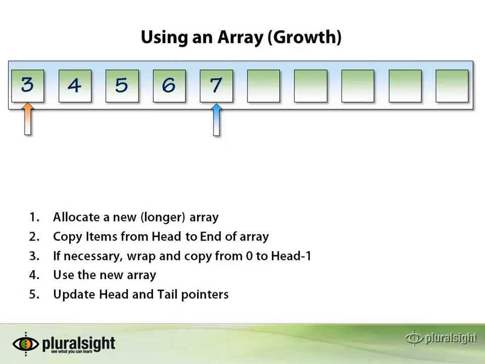All the items are kept together closer in memory. The allocations are reduced to periods where the array is growing, and enqueuing or dequeuing items from the queue requires only setting an array value and modifying some indexes. So let's go to Visual Studio and take a look at a queue implemented using an array as the backing store.